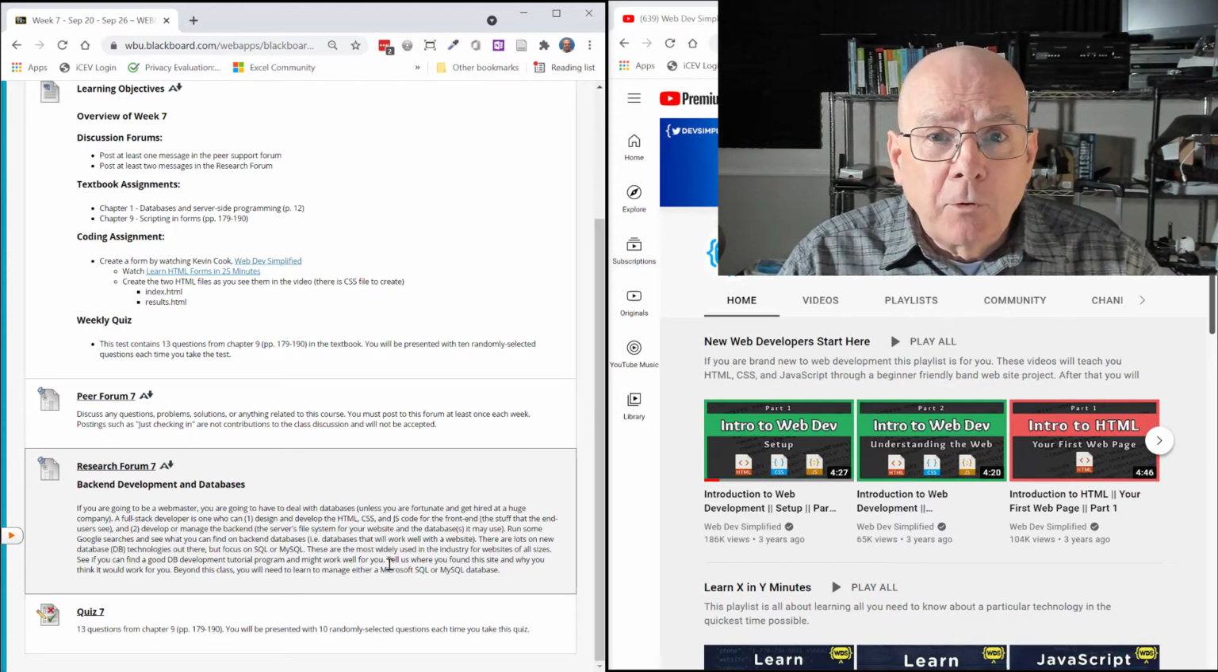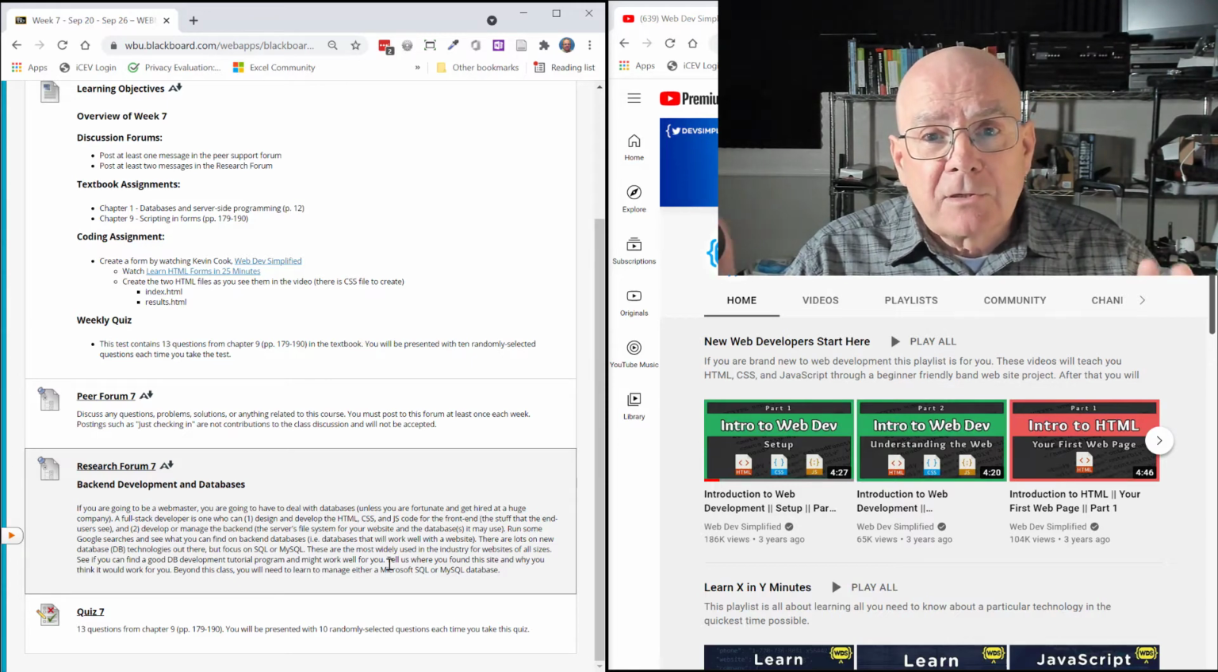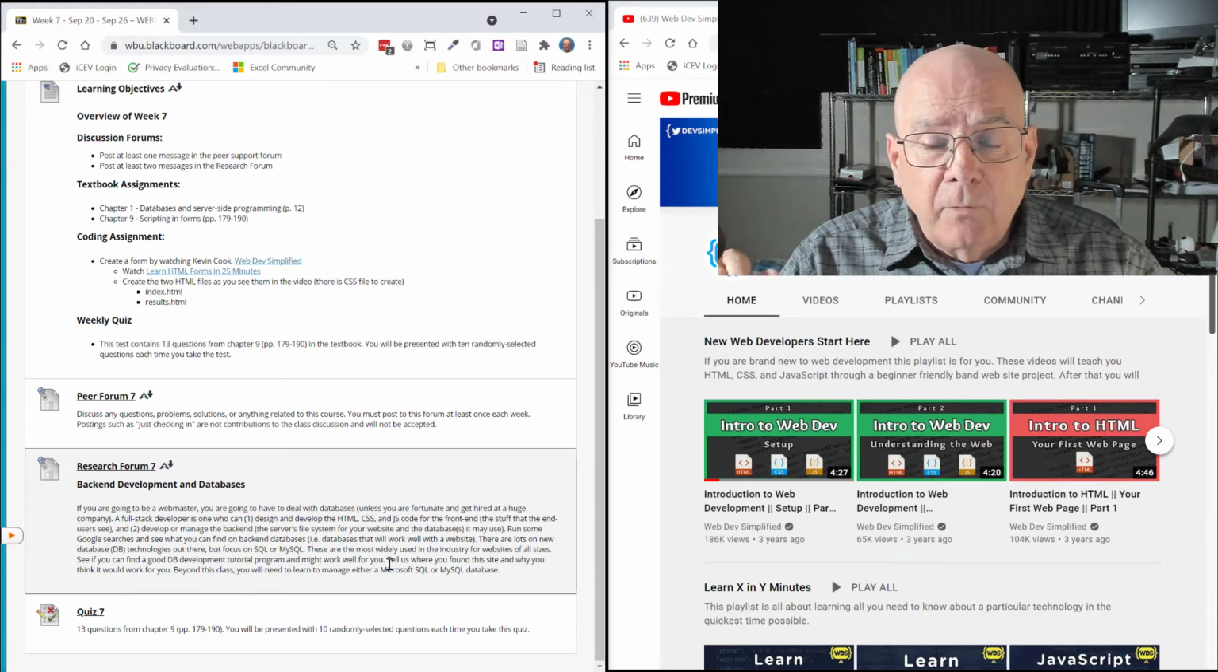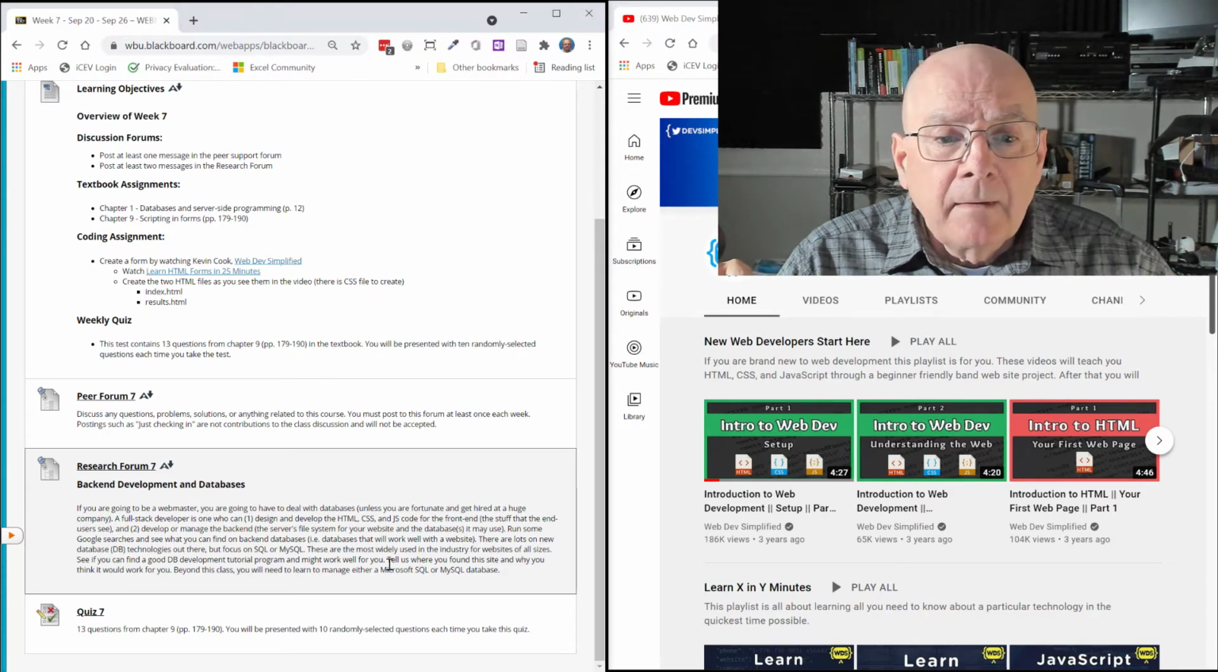And if you want to make yourself marketable so that you can be hired and have more aspects to your resume than just front-end developer, then you might want to develop some back-end skills. It makes you more marketable in this field of web design. And that's what this discussion is about this week.